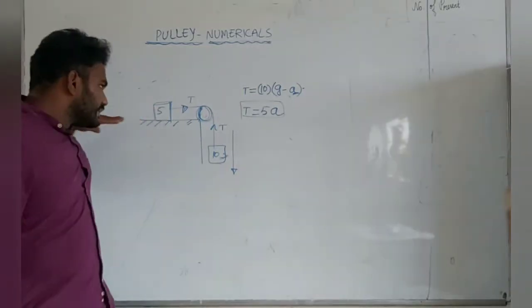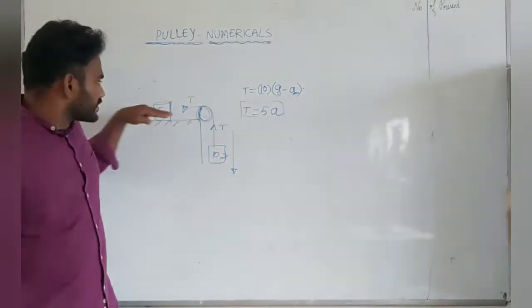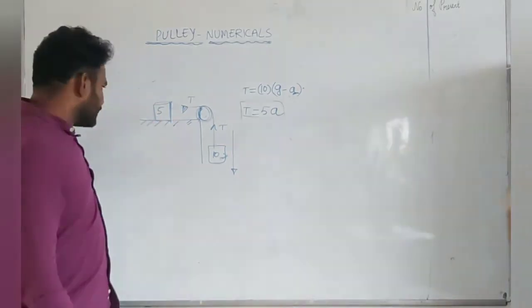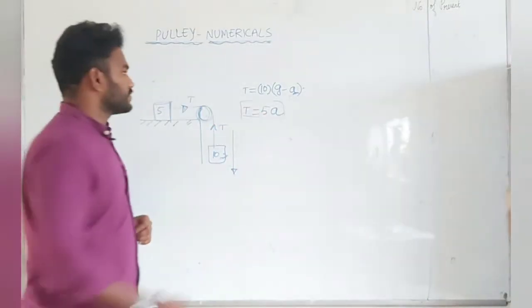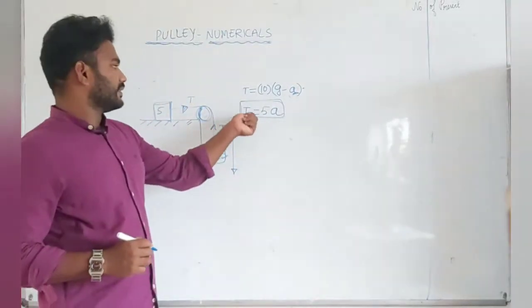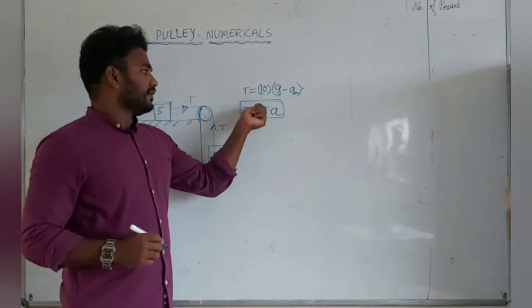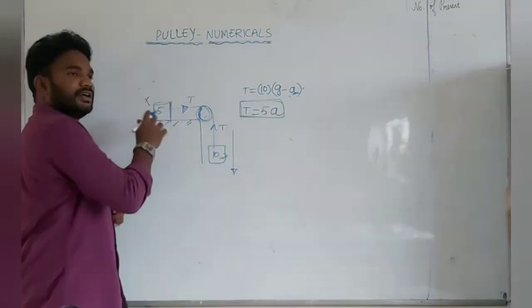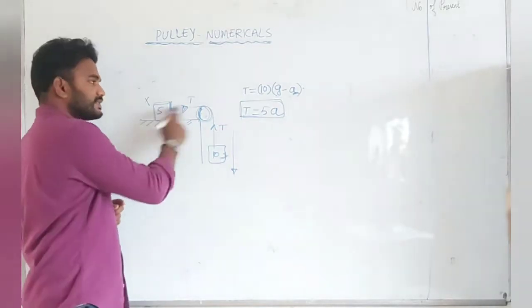I mean to say horizontally it is going. The g value is constant here, guys. We are not going to change the acceleration. It is going smoothly horizontal. That's why T is equal to 5a we can take. So whenever you are taking this, definitely you can take T equals 5 into acceleration only. The g value is not going to affect this tension here.